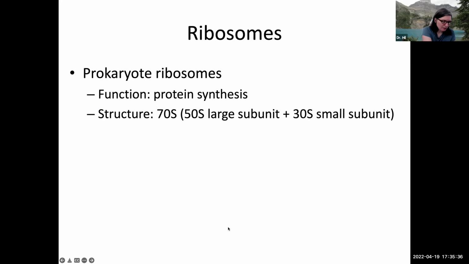Now we have to talk about ribosomes because prokaryotes have them, eukaryotes have them. There are similarities, and they're different. A similarity is protein synthesis, eukaryotic ribosomes do that too. A difference is the structure. So prokaryotic ribosomes have two subunits, the 30S and the 50S, which together make a 70S. What about eukaryotic ribosomes? What's their structural organization?